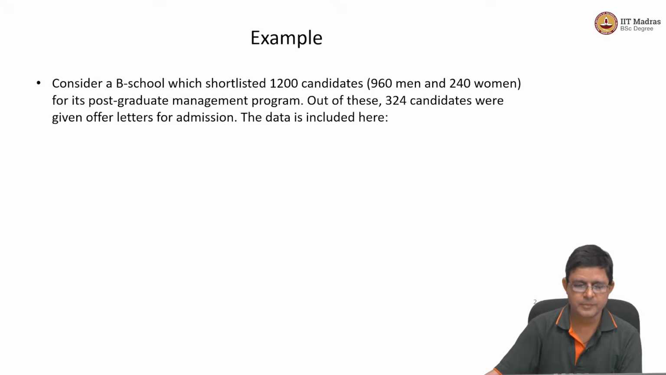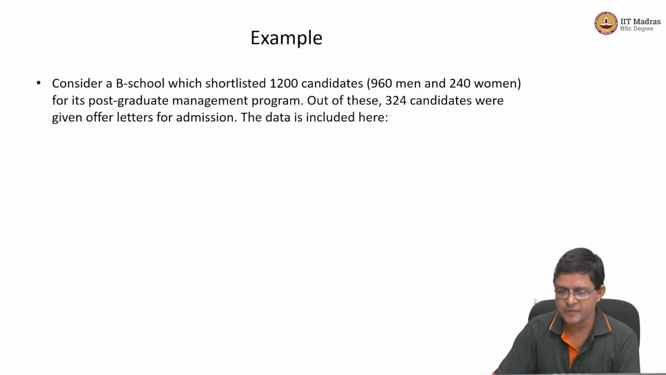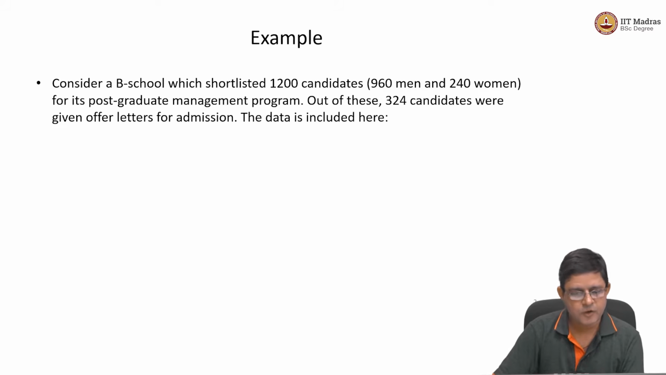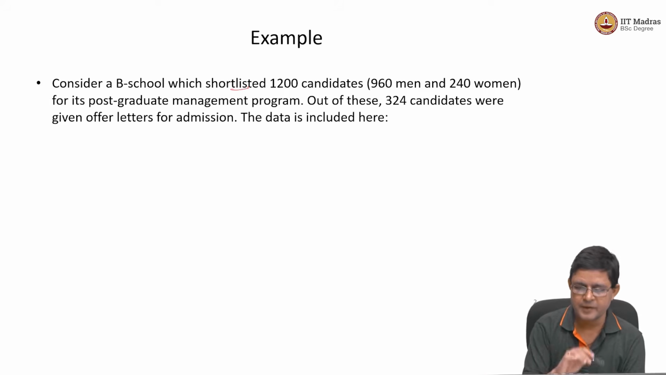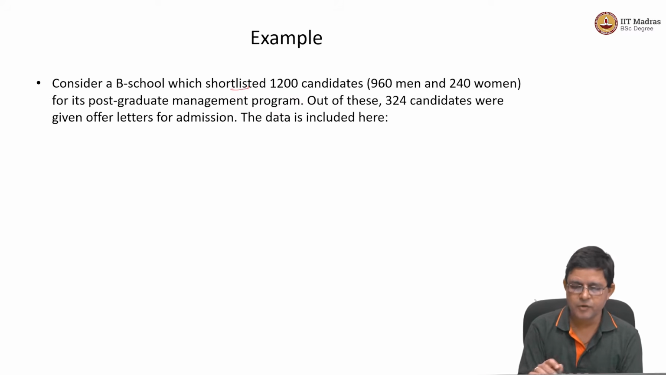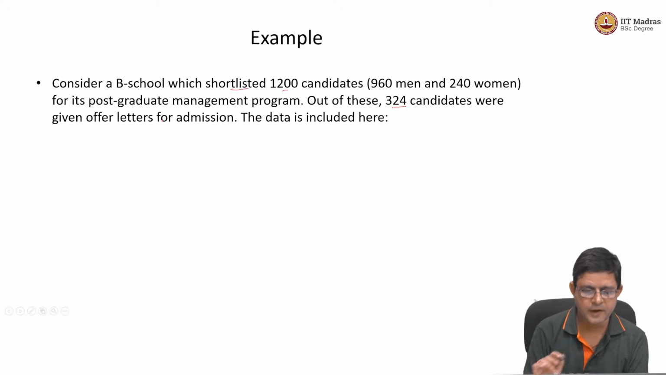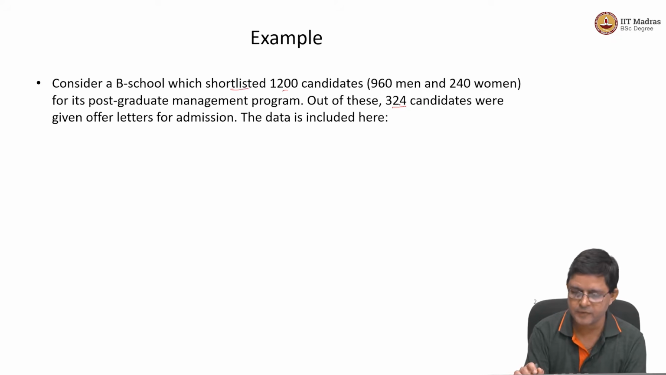Okay. So, let us say that a particular B school, a fake B school, has shortlisted about 1200 candidates, 960 male candidates and 240 female candidates, for a postgraduate management program, right. After that there will be an interview session and so on, and out of these 1200 candidates, after the round of interview and so on, 324 candidates were given the offer letter for admission. 324 candidates were selected. Now, some of these 324 may be male candidates, some of them could be female candidates.